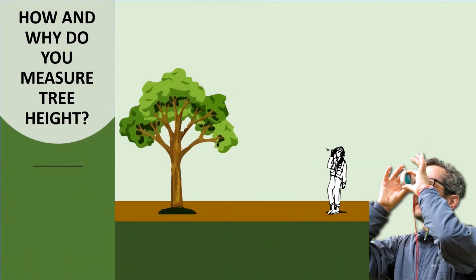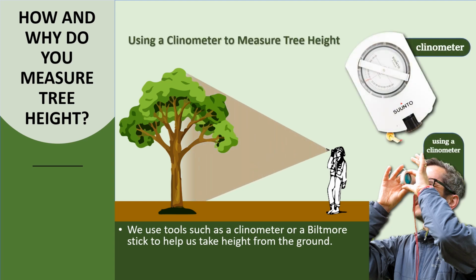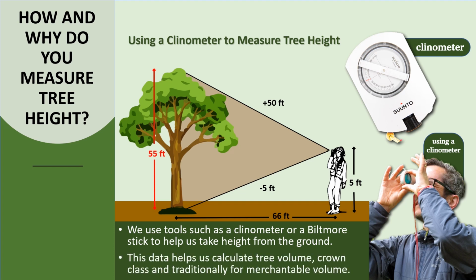When you picture someone measuring the height of a tree, what do you see? Is it someone climbing to the top of the tree and dropping a tape measure down to the bottom? Because that's a lot of work. And thankfully, that's not quite how we do it. We use tools such as a clinometer or a Biltmore stick to help us measure the height while standing on the ground. Then we use that height measurement, a type of data, to help us calculate things such as tree volume, biomass, crown class, merchantable volume, and site index, which is a measure of site productivity that uses height and age data.